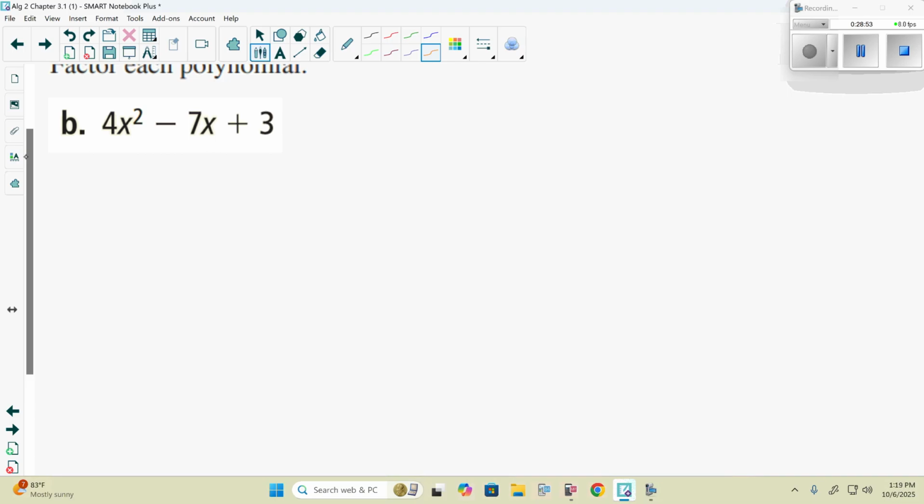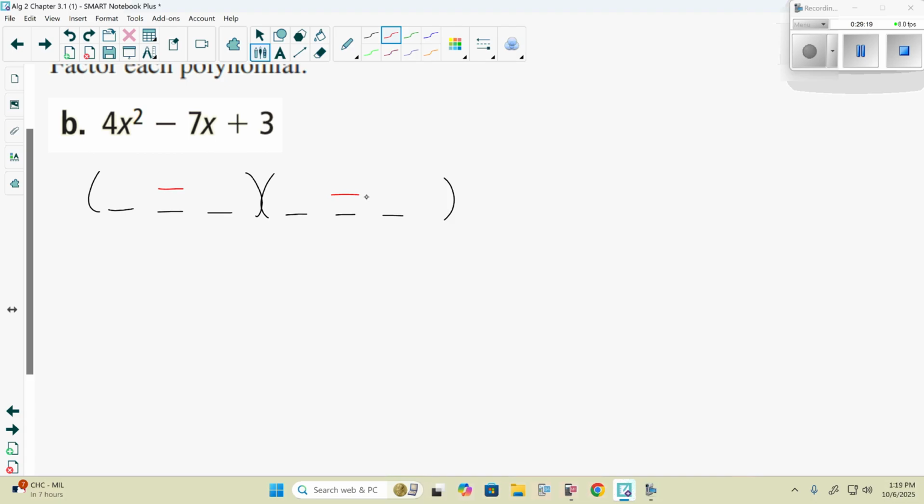So, let's look at this one here. 4x squared minus 7x plus 3. There is no greatest common factor, so we will have 2 sets of parentheses with 3 spaces. Our third term is positive. So the signs are the same and match the sign of the middle term, so it'd be negative and negative.